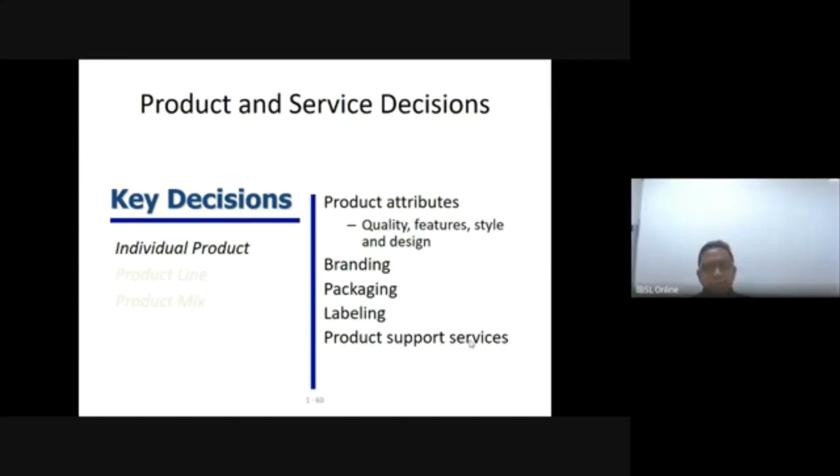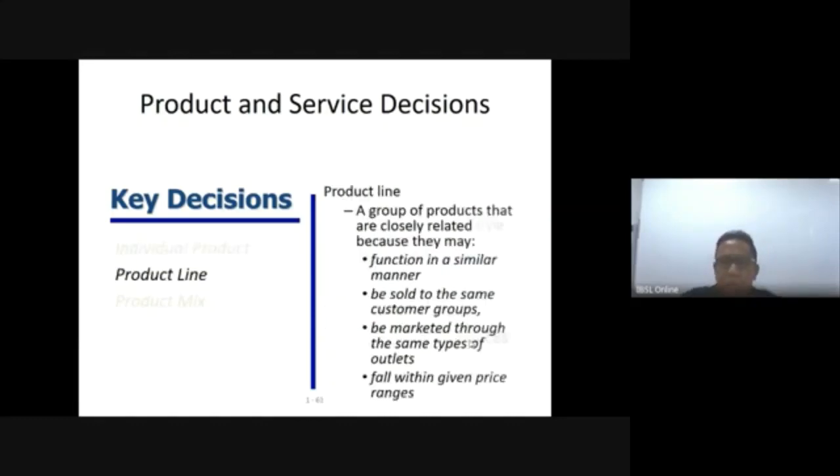So when you learn about the product, you should know about the product attributes like quality, features, style, and so on. You will have to know the branding, the packaging, labeling, and product support services. Then under product, you learn the product line, a group of products that are closely related because they function in a similar manner, are sold to the same customer groups, are marketed through the same type of outlets, and fall within a given price range. Product line.